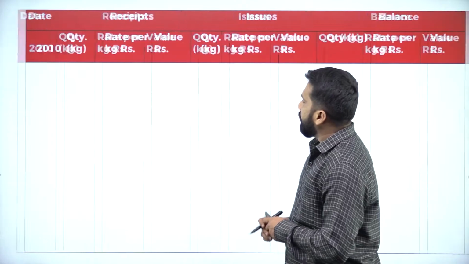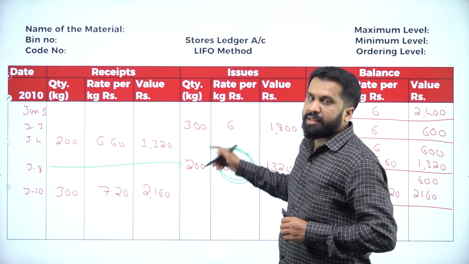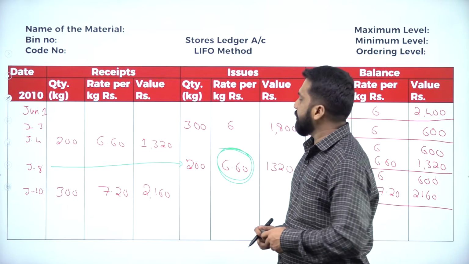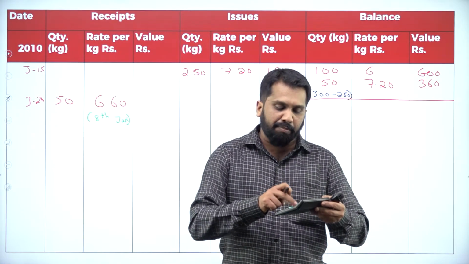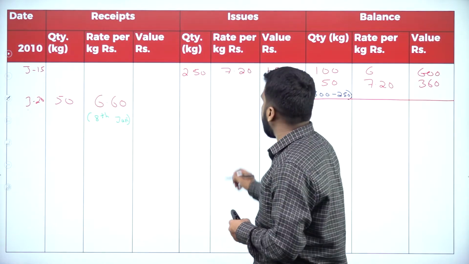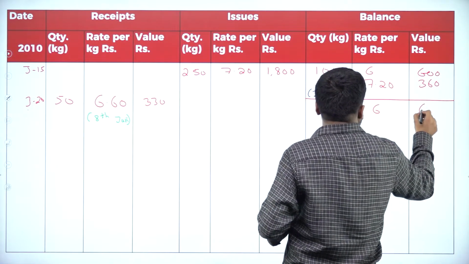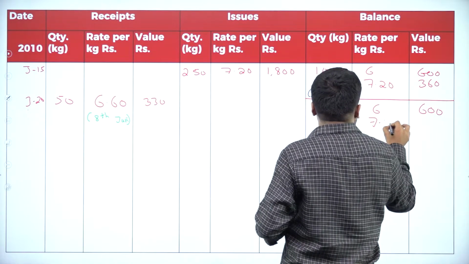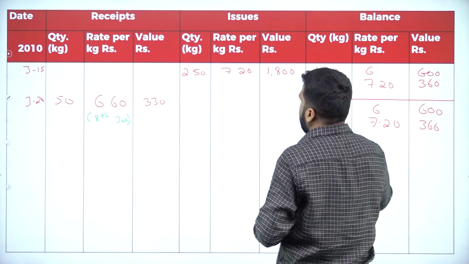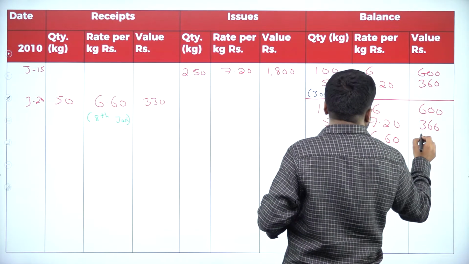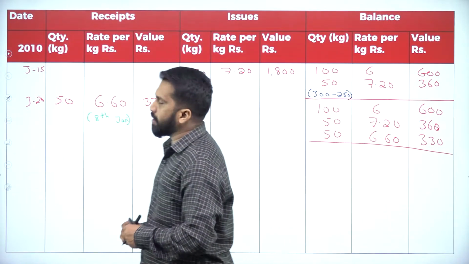Now, in the question, they have mentioned that issued on 3rd January. Then we should consider which? 6 rupee. So, what date they have issued? That price we have to consider. Now, in this, 50 into 6.60, you will get 330. So we will copy the old one: 100 into 6, 600; 50 into 7.20, 360; and the returned, how much? 50 and 6.60, and the answer is 330.